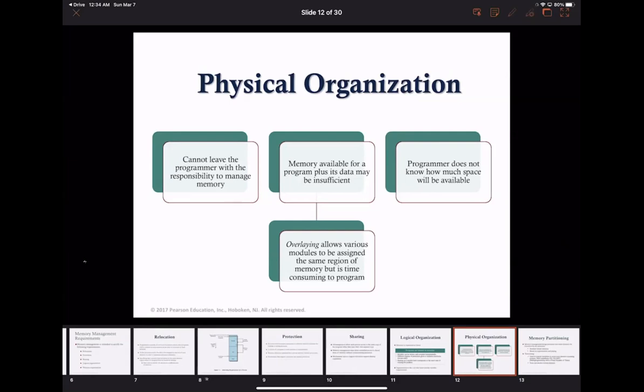In a multiprogramming environment, the programmer doesn't know at the time of coding how much space will be available or where that space would be. It is clear that the task of moving information between the two levels of memory should be a system responsibility. This task is the job of the memory management component.